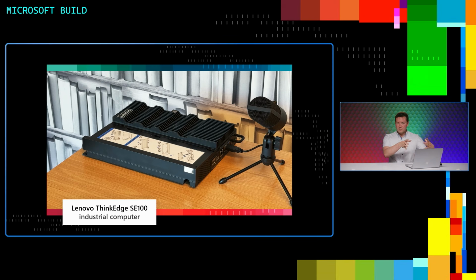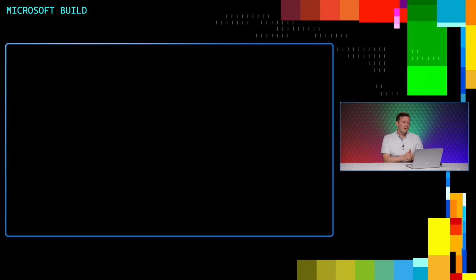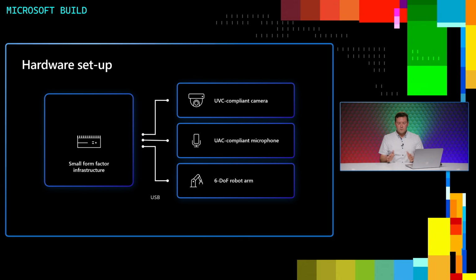This computer is physically on the table, co-located with the robot. You can see it in the background of the video. And it's connected just over USB, nothing fancy, to 3 peripherals. First, a UVC-compliant RGB camera, which is positioned over the workspace, looking down at the table. Second, a UAC-compliant omnidirectional microphone, which is used to capture the speech. And then finally, the small tabletop robot arm, which has 6 degrees of freedom and a 7th if you count the gripper attachment that it has.